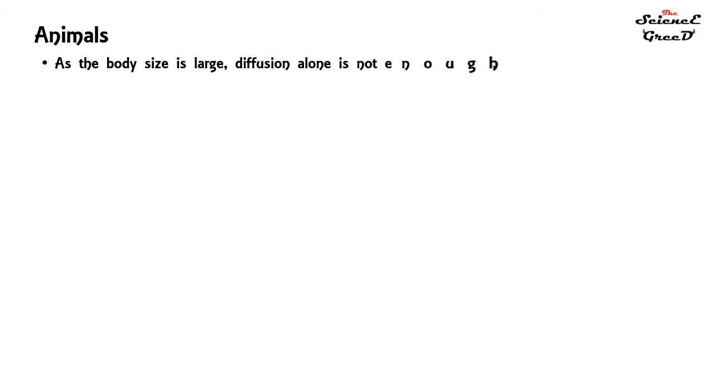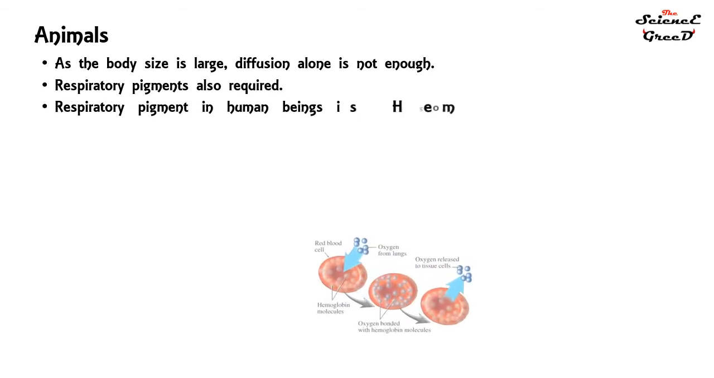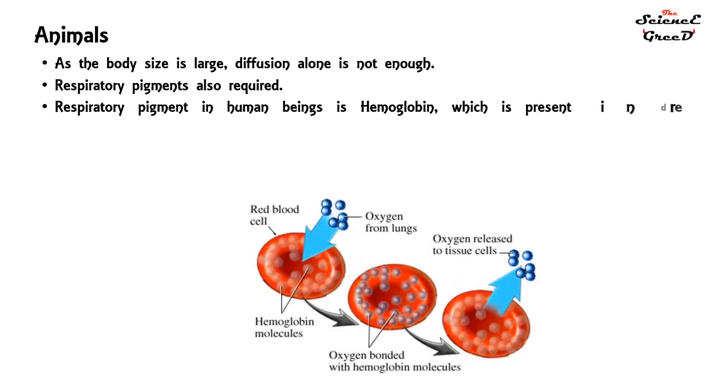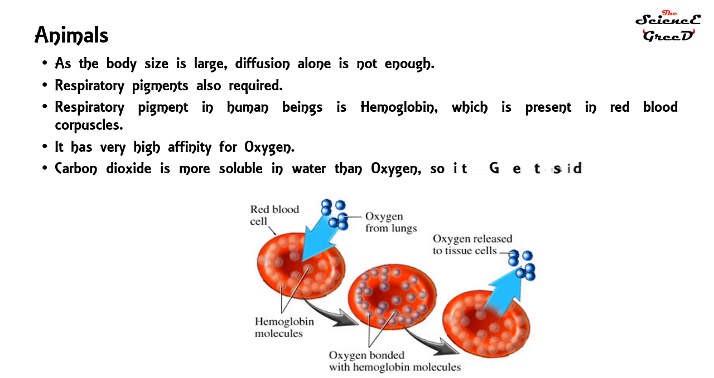In animal respiration, as the body size is large, diffusion alone is not enough. Respiratory pigments are also required. The respiratory pigment in human beings is hemoglobin, which is present in red blood corpuscles. It has very high affinity for oxygen. Carbon dioxide is more soluble in water than oxygen, so it gets dissolved in blood and is thus transported.